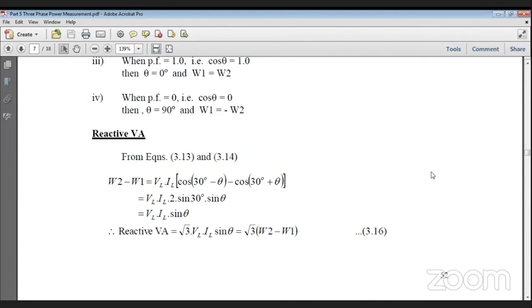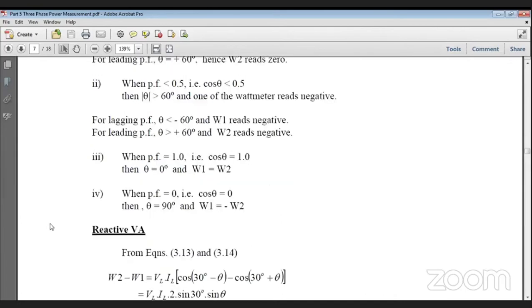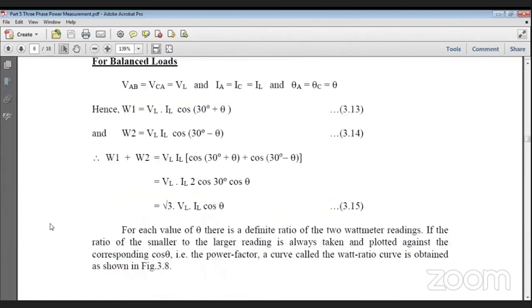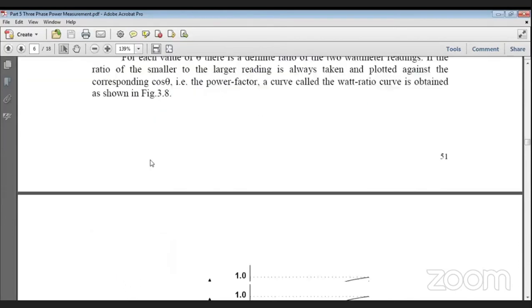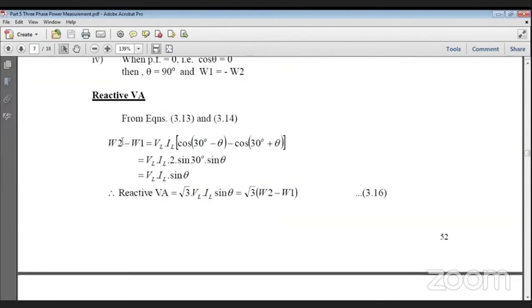But if it is balanced load, then what we can do is, see, active power is obtained by W1 plus W2. But please remember that W1 and W2 are two meter readings. This is not mathematics, right? Two meters in front of you, and they are giving two readings. As I said, one is 100, the other is 20. So instead of W1 plus W2, I can take W2 minus W1. So 100 minus 20.